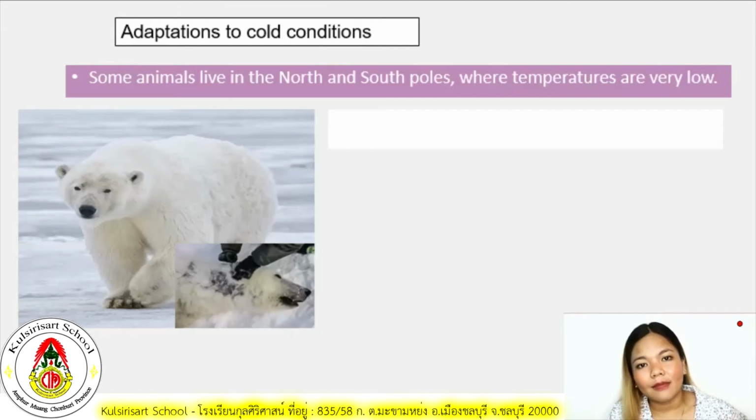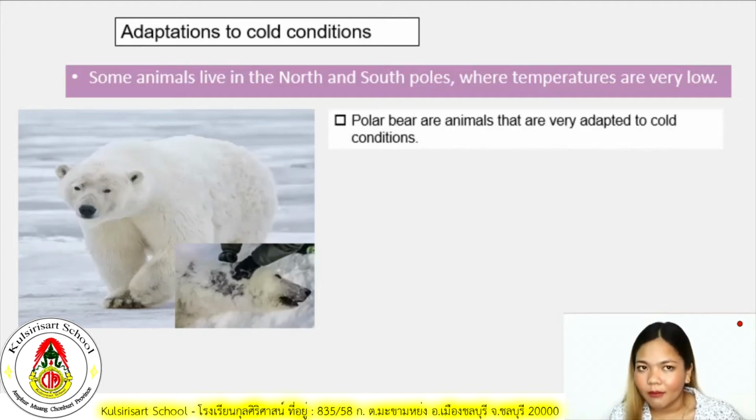Okay, so the last adaptation that we're going to discuss for today is adaptations to cold conditions. Some animals live in the North and South Poles where temperatures are very low. Now we already discussed this one. The North Pole and the South Pole are actually the coldest parts of the planet because these areas are very far away or do not receive enough sunlight or sun rays. Okay, that's why these places are very cold.